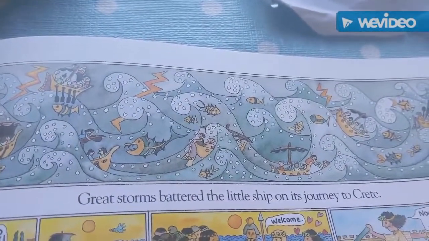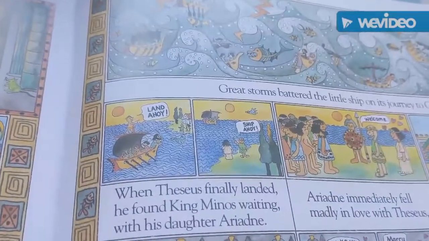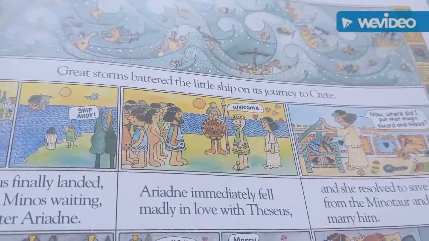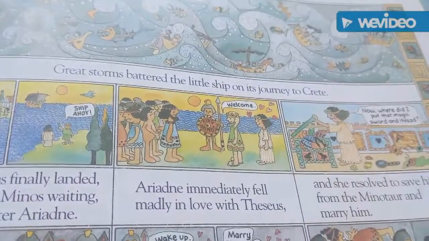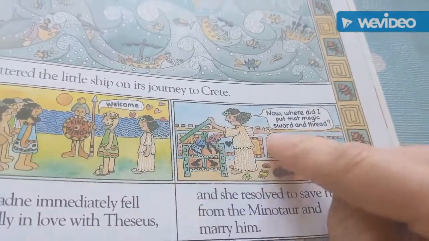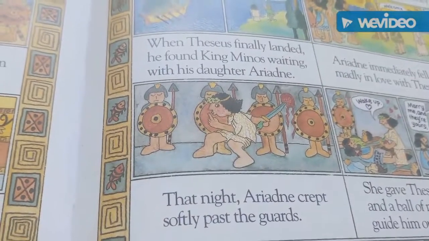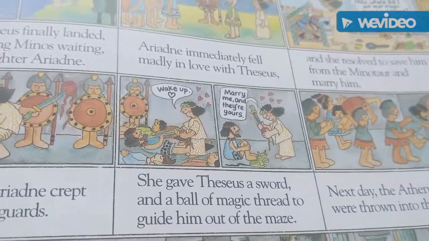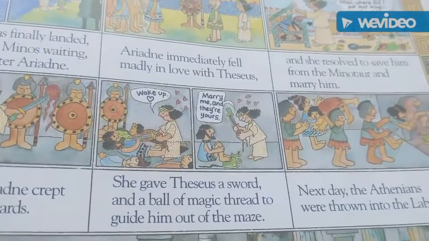Great storms battered the little ship on its journey to Crete. When Theseus finally landed, he found King Minos waiting with his daughter Ariadne, saying, land ahoy! Ariadne immediately fell madly in love with Theseus. You can see Ariadne there with hearts around her head. And she resolved to save him from the Minotaur and marry him. And you can see what she's looking for here. She's saying, now where did I put that sword and thread? That night, Ariadne crept softly past the guards. She gave Theseus a sword and a ball of magic thread to guide him out of the maze. So she's saying, wake up, giving him the sword and the ball of thread.